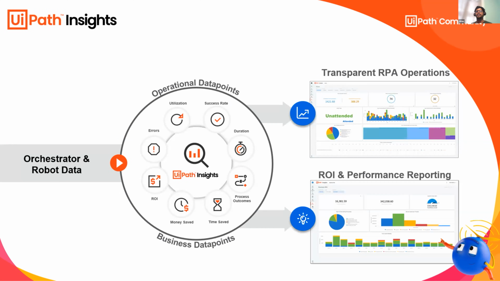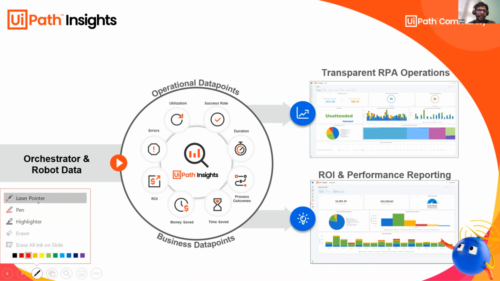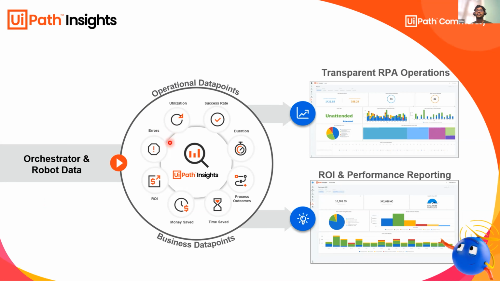Yeah, let me go deeper into Insights, where we segregate into operational data points and business data points, because we have the Orchestrator, which is connected to the robot. But as I mentioned, there is limited reporting in the Orchestrator. So when we look at the operational data points, it will give you a detailed idea about the errors: what the recurring errors are, so that we can fix them, and what the workaround is for the errors coming in.